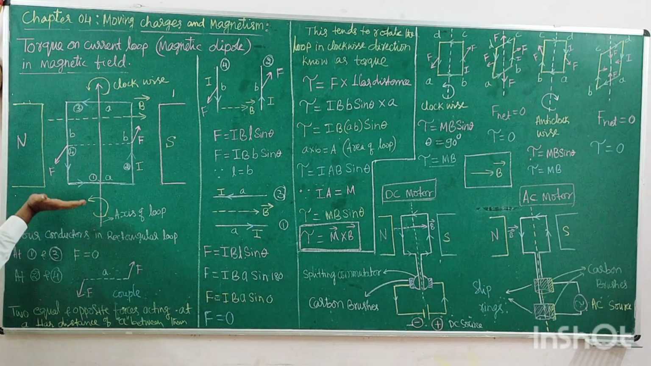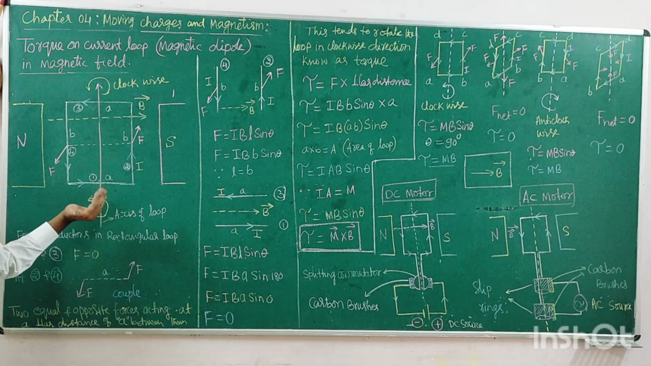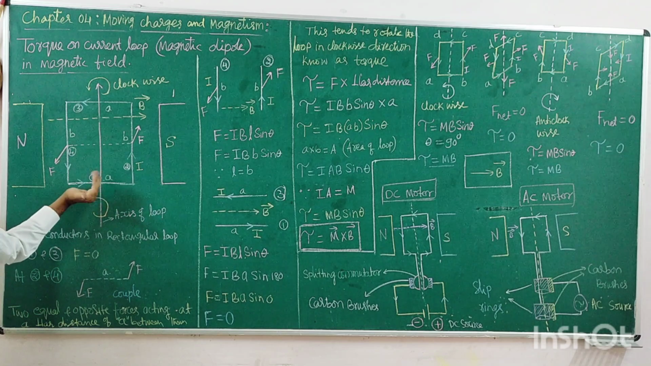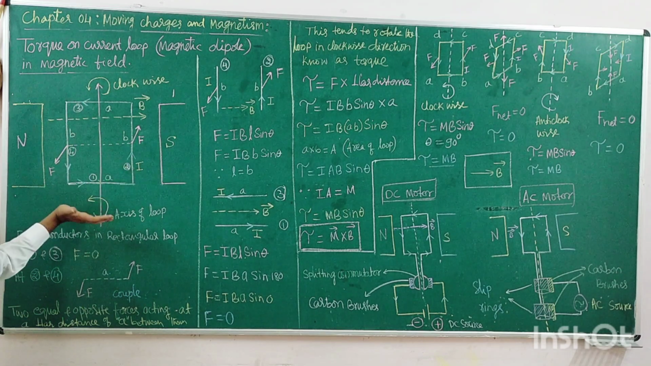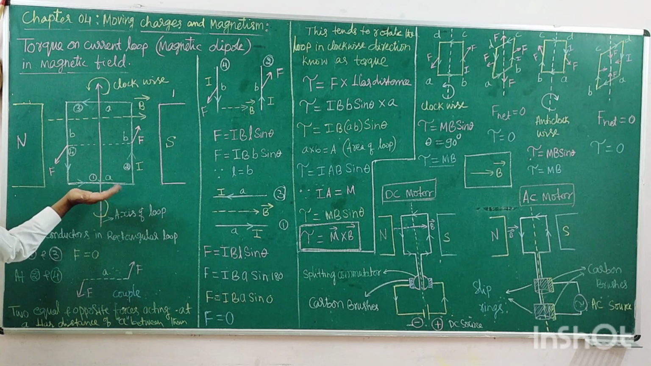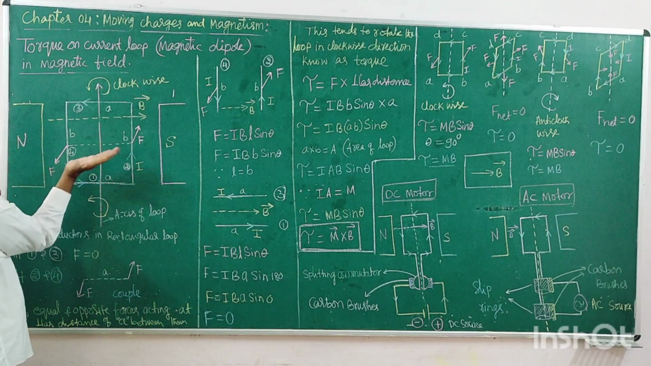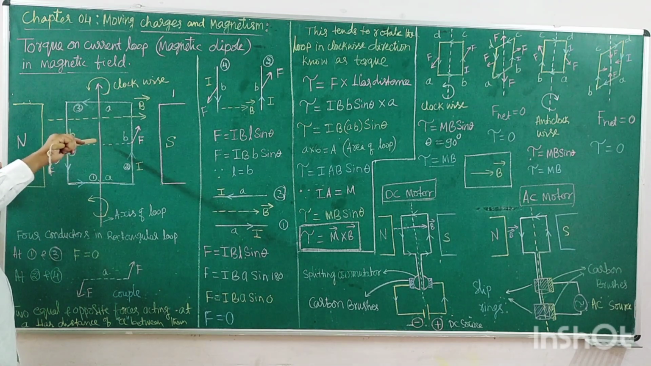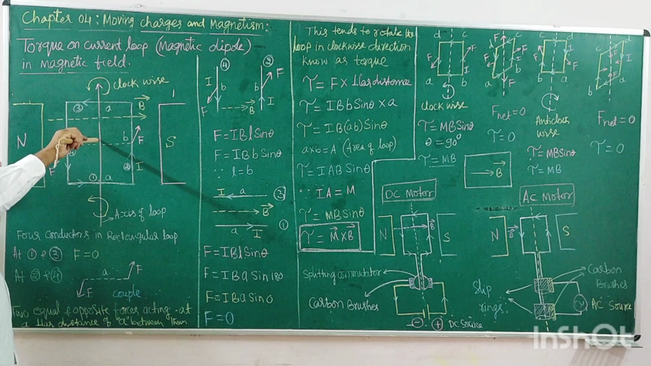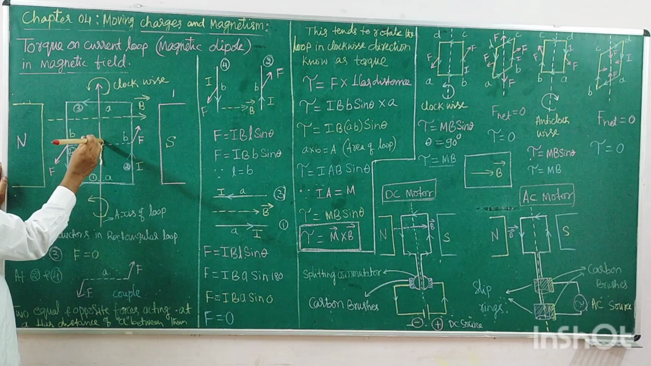In the current carrying loop, you have to hold your hand like this and push the fingers in the direction of the current in this loop. If you wave your fingers like this, this will indicate the direction of M. It is perpendicular to the plane and outward. This is the direction of M. So the direction of M is like this, perpendicular to the plane of the loop.